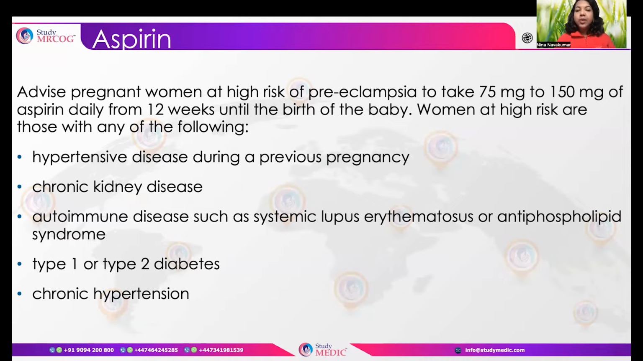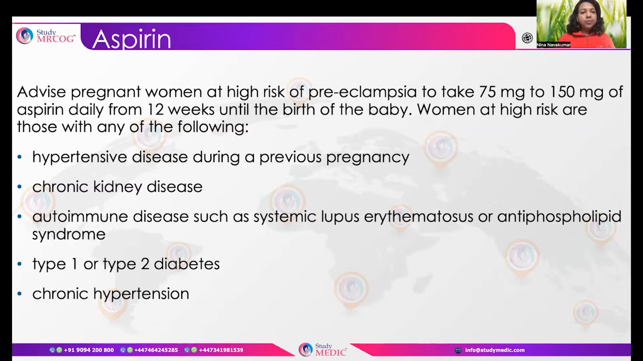The dosage is from 75 to 150 milligrams of aspirin daily, and it should be started for prevention of preeclampsia from 12 weeks of gestation until the birth of the baby. Now, why this dose of 75 to 150 milligrams? 150 milligrams is usually indicated in obese women who are belonging to this high-risk group.